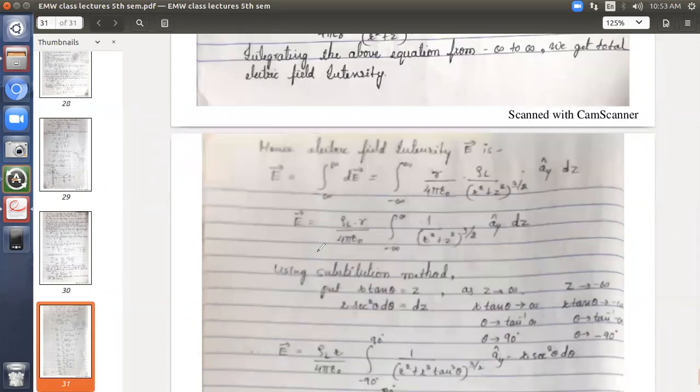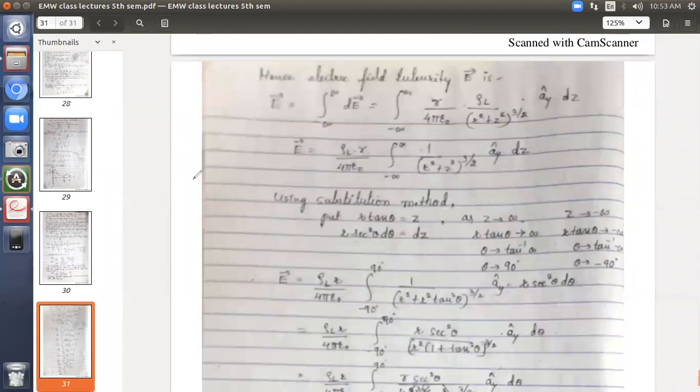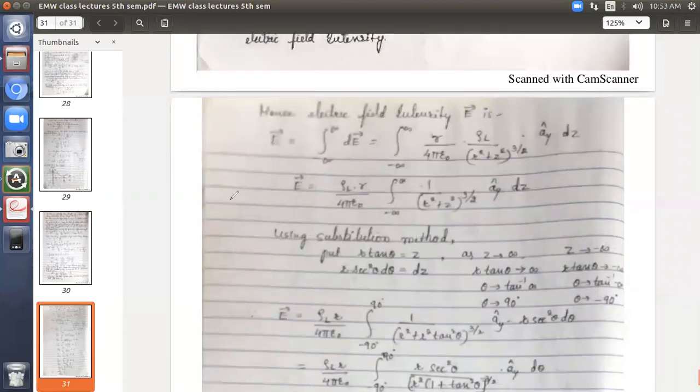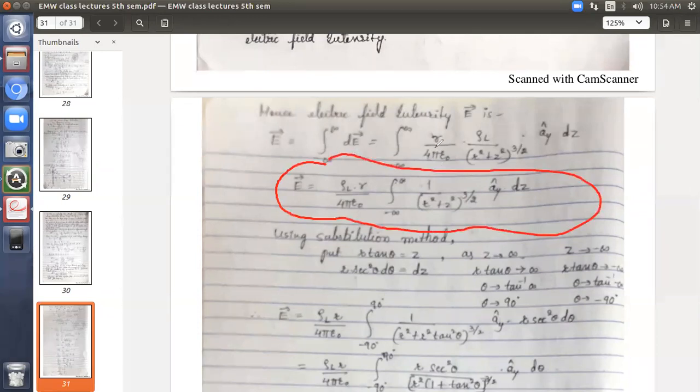The next step is a simple integration method. How to do that integration? I hope you can understand this. I have done the integration by the substitution method. This is the equation. This is a constant value, so I have taken it outside. Rho L is a constant term, a uniform distribution, so I have taken it out. And R, don't take it out. Keep it inside because it will be used further. It's okay, no problem. And ay as it is, dz as it is.